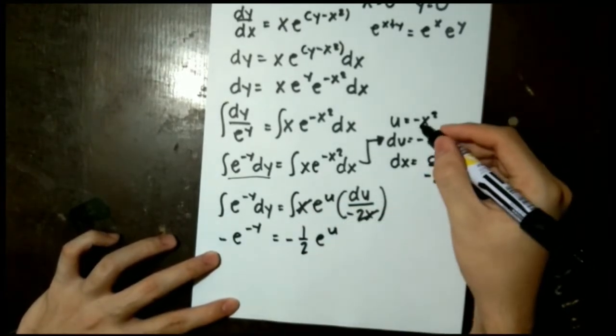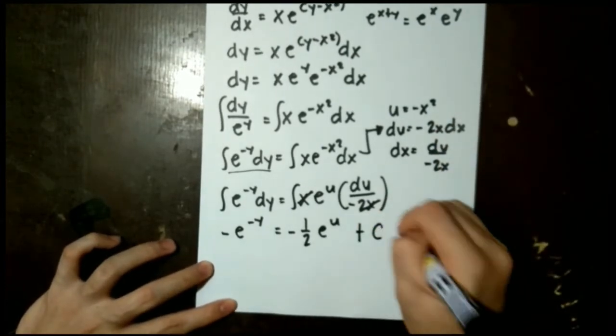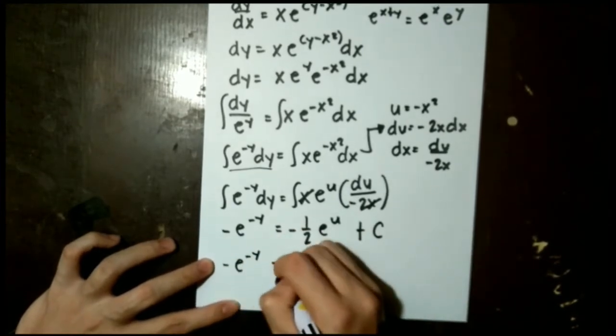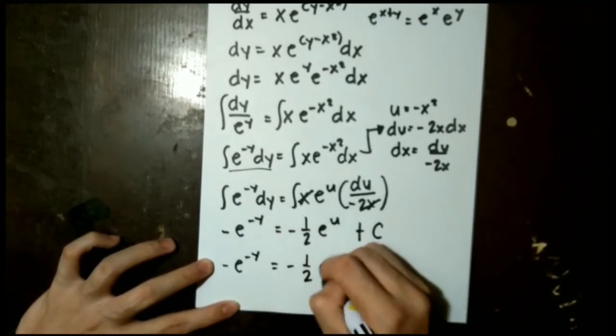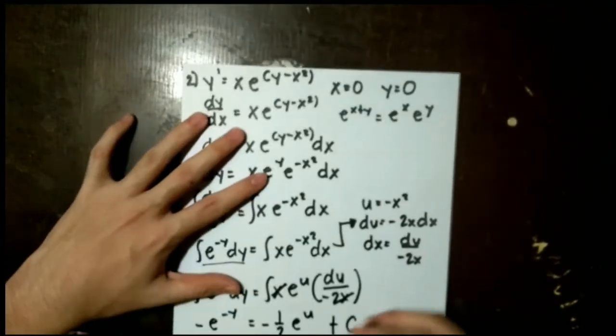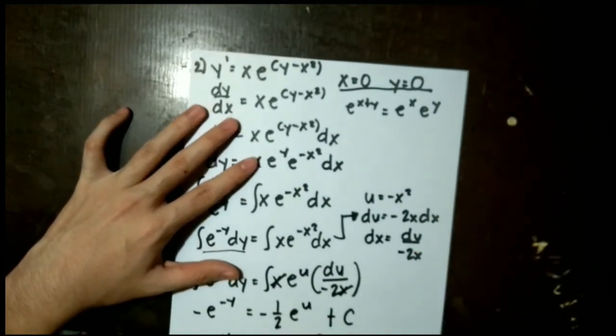Then, substitute natin yung value ng u. So, dito pa lang maglagay na agad ng plus c. Dito natapos yung integration natin. So, negative e raised to negative y is equal to negative 1 half e raised to negative x squared plus c. Since may initial conditions tayo na given, ang pinapanap sa atin is yung particular solution.